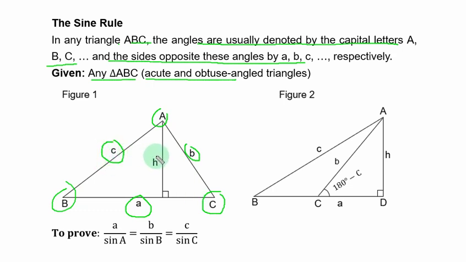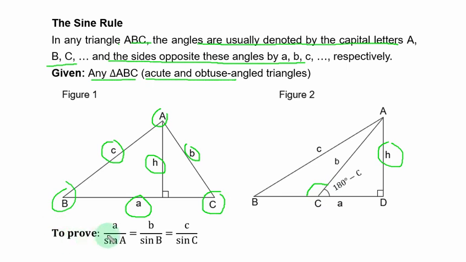Then we have the height. So the height is the perpendicular drawn from A to BC. So you have this as figure 2. You have the three angles and the respective sides. Now this is the height. In the second figure, this angle is obtuse. It is more than 90, and this angle is acute. We are going to use both figures to establish the sine rule.